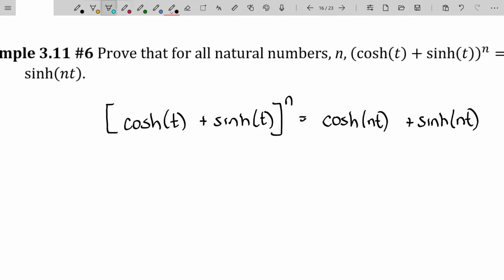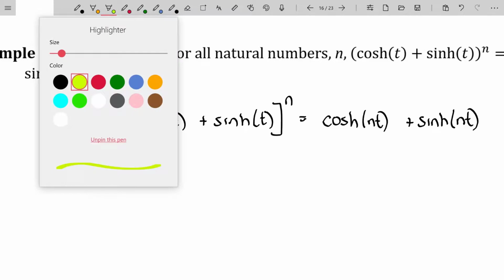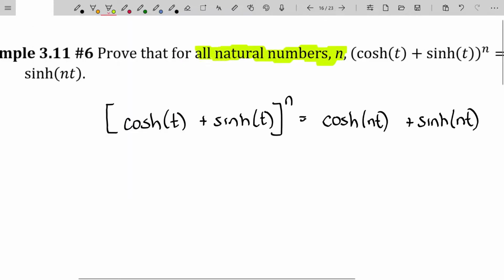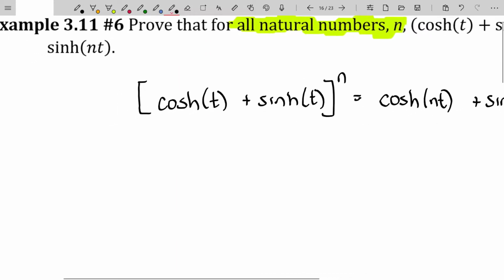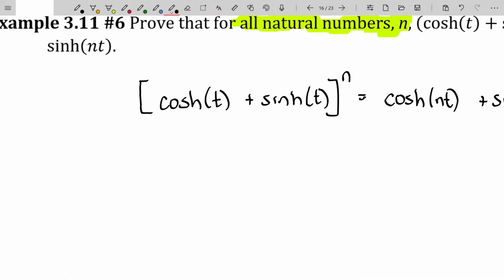Normally, when you're doing a proof that's true for all natural numbers, which is what we're doing here, you would be inclined to use a proof by mathematical induction, but you don't actually have to do that here. You can just do a regular proof using the exponential form. So I'm going to go ahead and start on the left-hand side here. I'm just going to say proof.